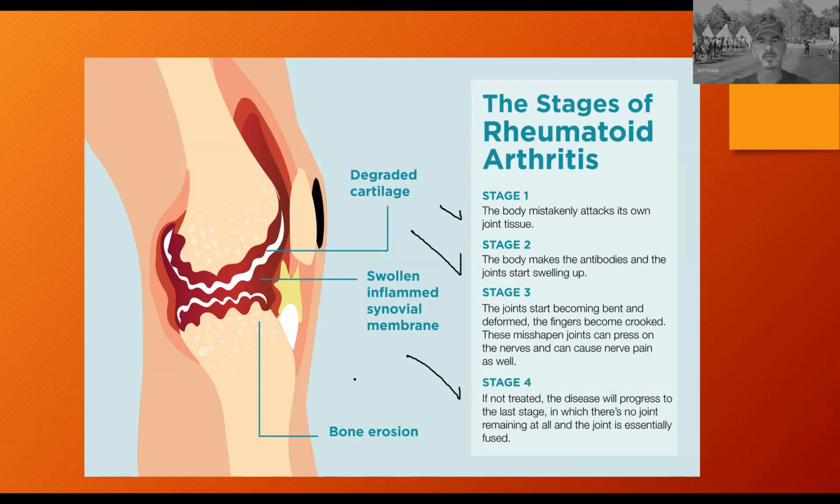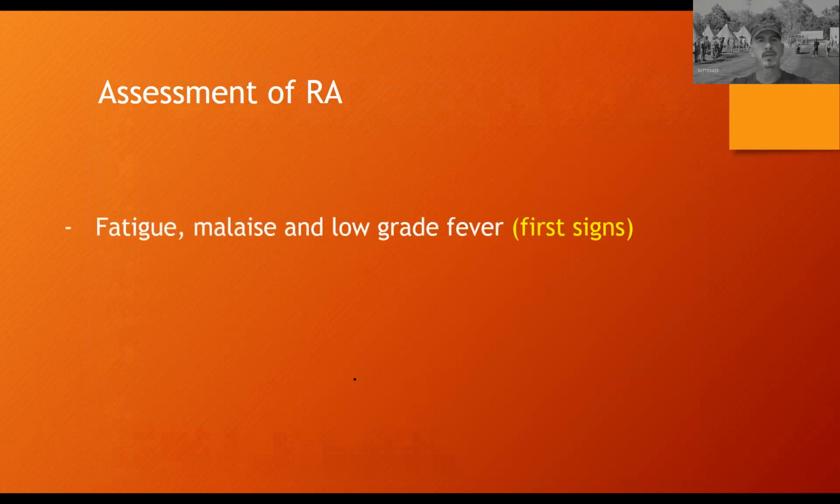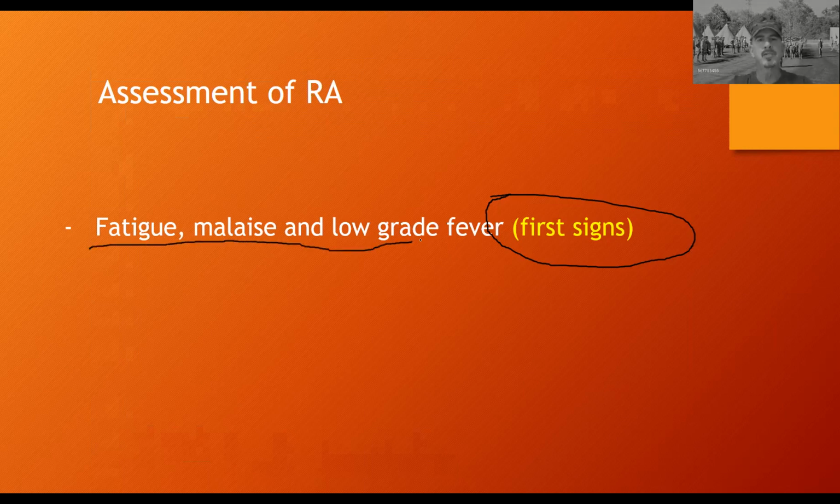It's a horrible disease. I really, my heart really goes out to people that have RA. Assessment: one of the very first signs for RA is actually when your body launches the immune response or the autoimmune response, and that results in fatigue, malaise, low-grade fever. Another way of thinking of this is flu-like symptoms, and that's because your body is doing the same thing it would be doing if you had a bacterial infection, or a virus like the flu.